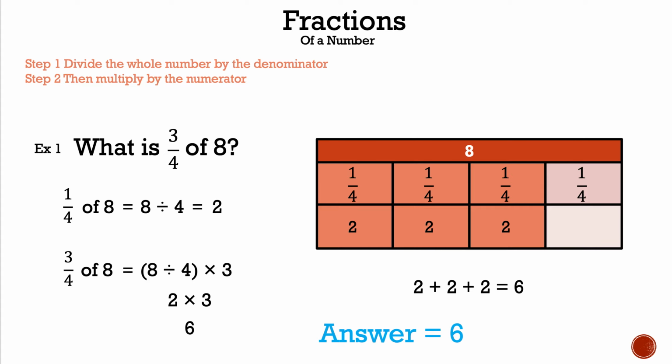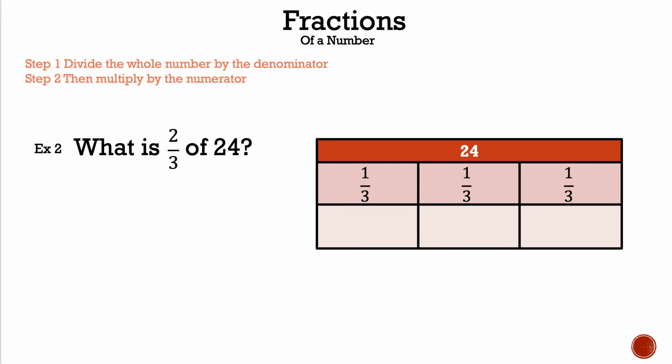Now let's take a look at example 2. What is 2/3 of 24? Now let's take a look at our fraction wall. We divide it into 3 equal sections, once again because of the denominator in our fraction 2/3, which is 3. Okay, so let's go ahead and find 1/3 of 24 first. And remember, that is the same thing as saying 24 divided by 3, which is 8.